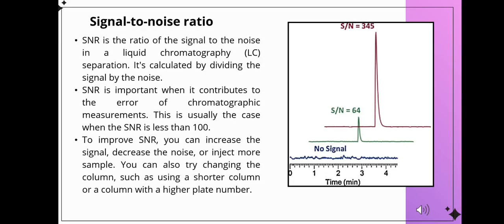Another parameter is signal to noise ratio. It is the ratio of the signal to the noise in the liquid chromatography separation. Signal to noise ratio is important when it contributes to the error of chromatographic measurements. This is usually the case when the signal to noise ratio is less than 100. To improve the signal to noise ratio, we can increase the signal, decrease the noise, or inject more sample. We can try changing the column, such as using a shorter column or a column with a higher plate number.